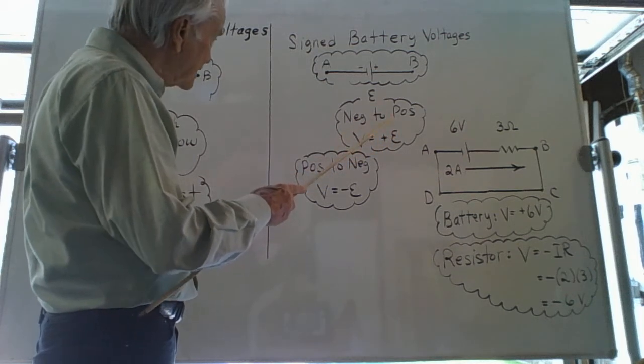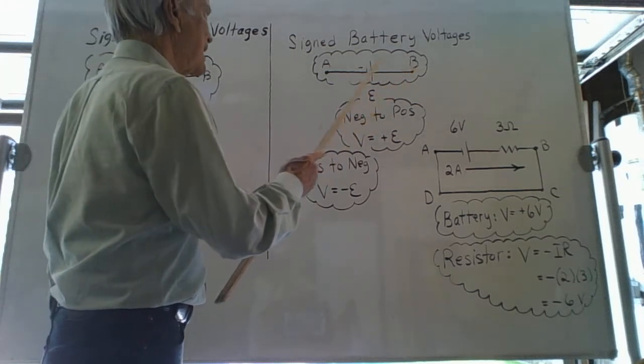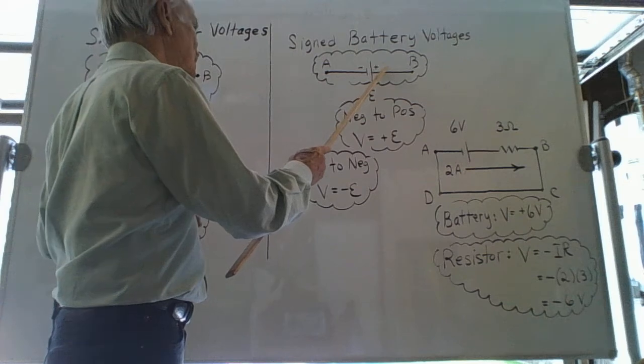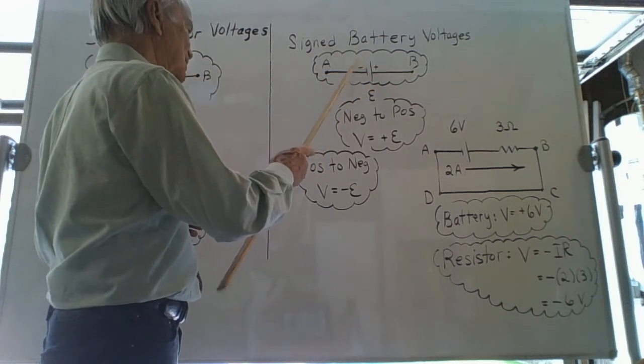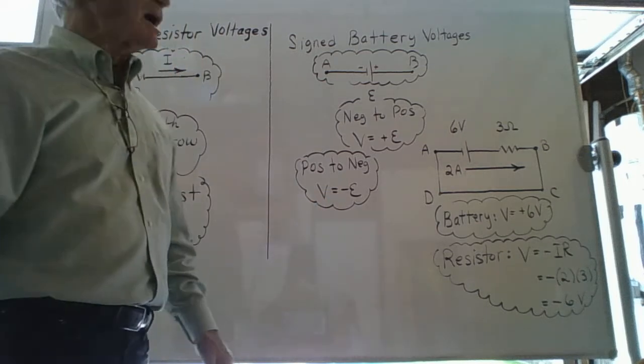The signed battery voltage is just whatever is the EMF of the battery. On the other hand, if you imagine an observer traveling from B to A, from the positive terminal down to the negative terminal, then you put a negative sign in front of the battery's EMF.